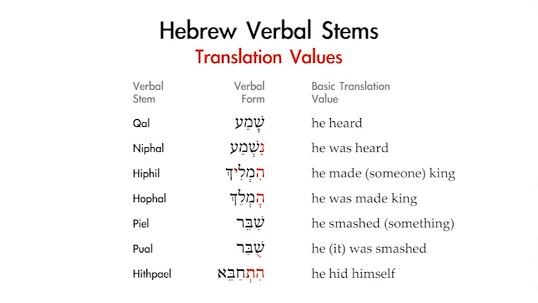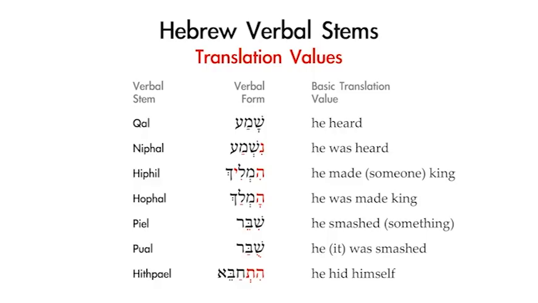Let's take a brief look at how some of these stems are translated. This is not for memorization, it's only for orientation, so don't worry about trying to memorize all of this as we work through it. Just enjoy the description. First, we have our kal form, shama, meaning he heard. This is just a simple active verb, so we're just going to translate it simply as he heard. The next form is nishma. That's the nifal verb, and the nifal verb is the passive of the kal, and it also has a simple type of action, so we'll translate it passively with the form of the verb to be, he was heard.